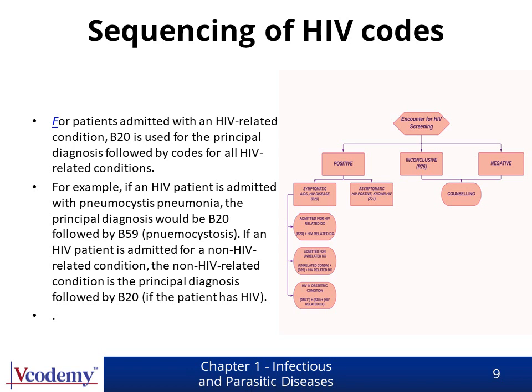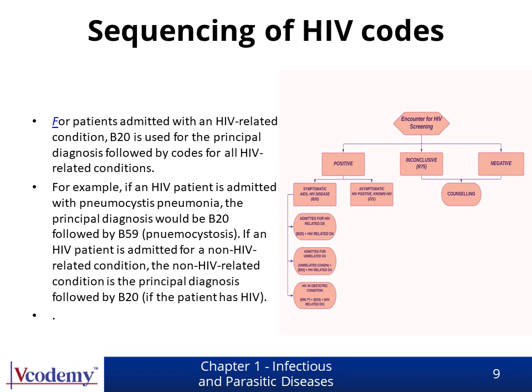For patients admitted with an HIV related condition, B20 is used for the principal diagnosis followed by the codes for all HIV related conditions. It's called HIV related conditions. Due to the HIV, the patient is having all these manifestations, like for example, opportunistic infections, which do not affect the normal healthy population, but HIV patients can easily get any infection because their immune system is down. Those infections are called opportunistic infections.